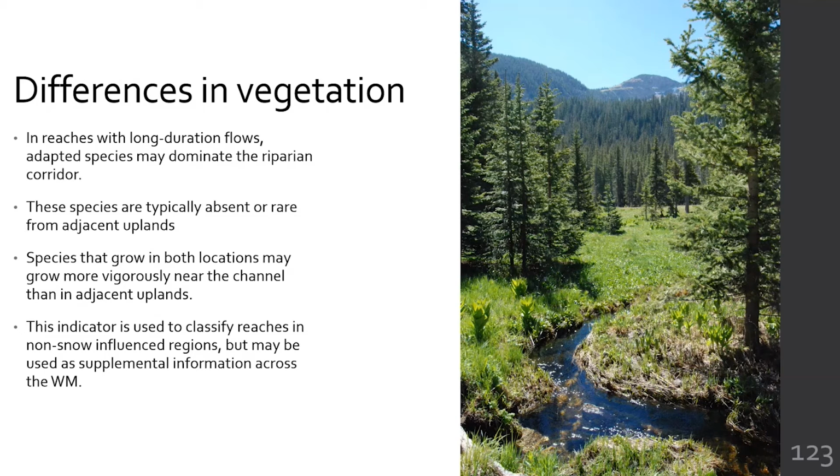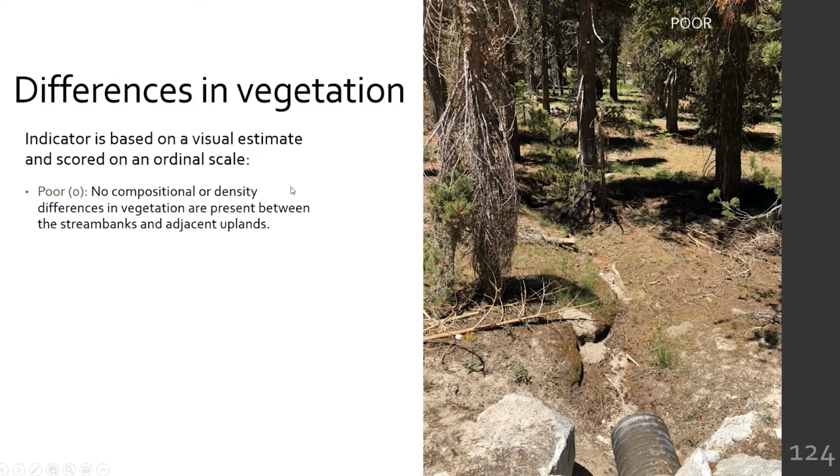This indicator is used in the non-snow influenced regions, but it can be used as supplemental information across the entire Western Mountains. This is another visually estimated score where you're giving a rank from 0 to 3 on an ordinal scale based on your visual estimation. And again, half scores are allowed. I'm going to walk through some examples of low and high scoring reaches.